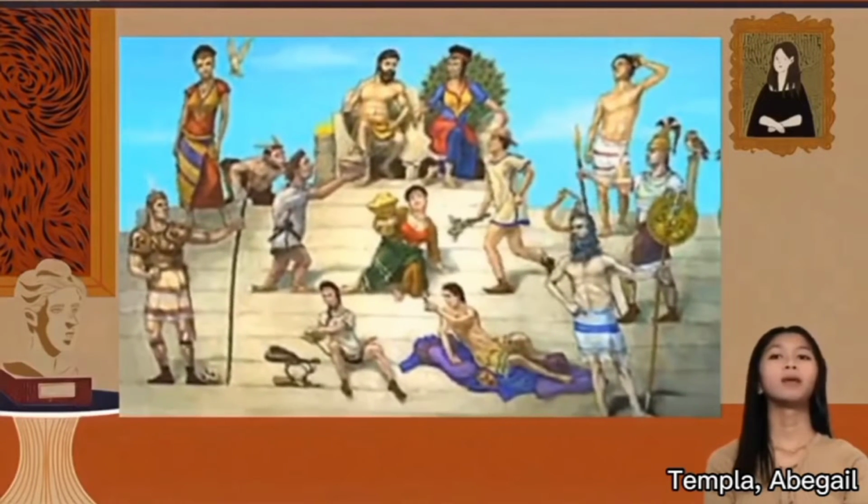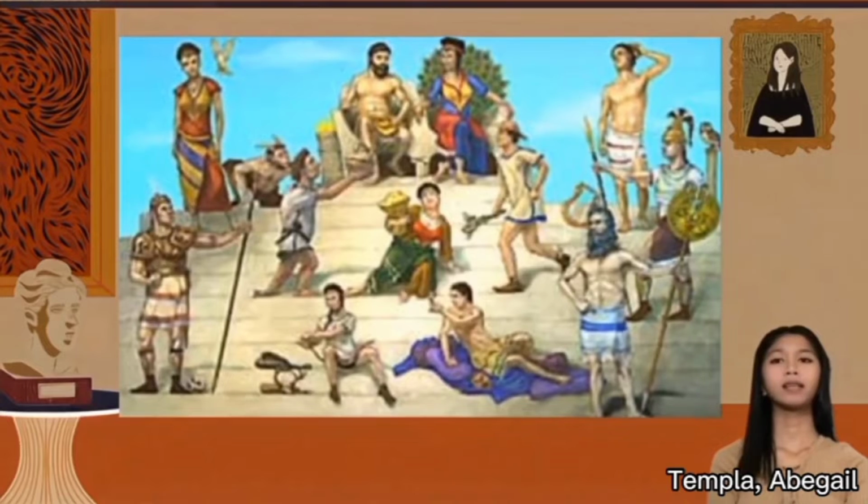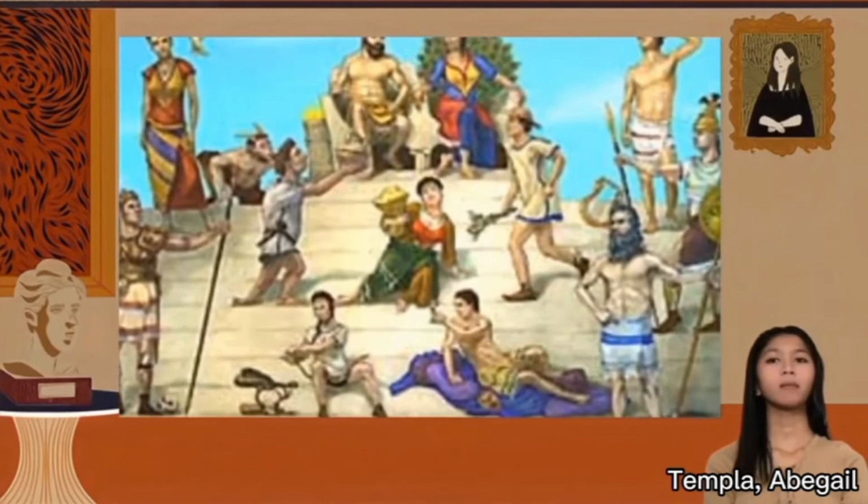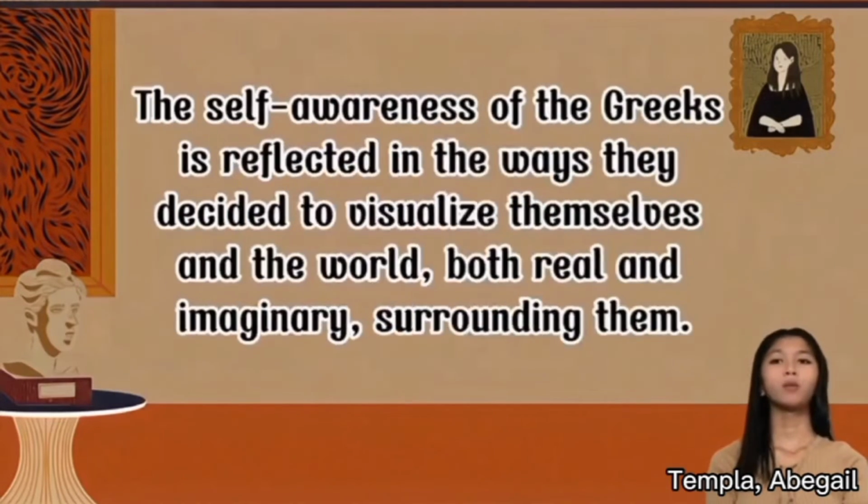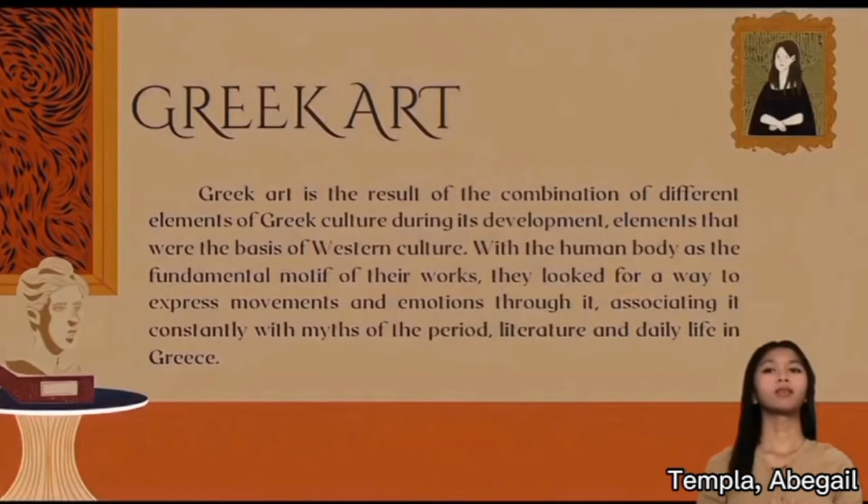Greek art is all about images: images of gods, images of heroes, and images of humans. The self-awareness of the Greeks is reflected in the ways they decided to visualize themselves and the world, both real and imaginary, surrounding them. Greek art is the result of the combination of different elements of Greek culture during its development, elements that were the basis of Western culture.